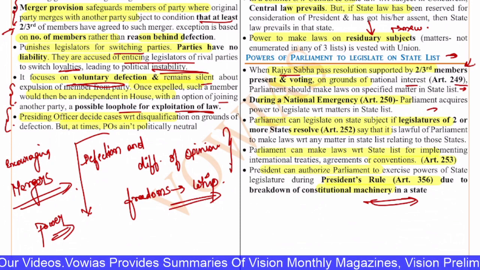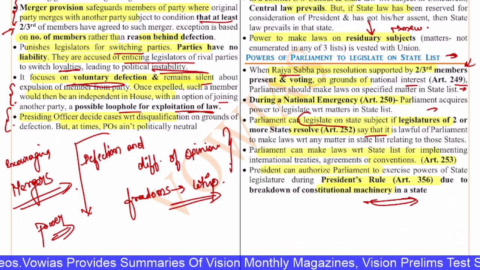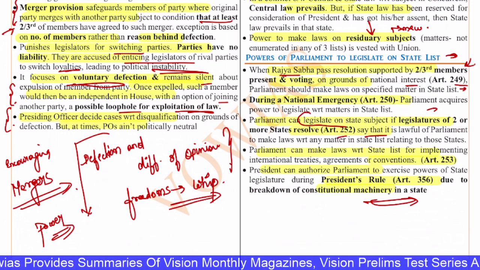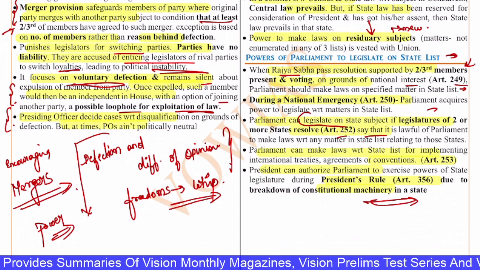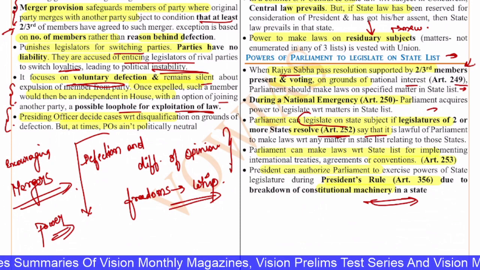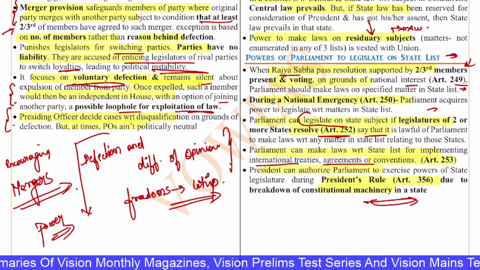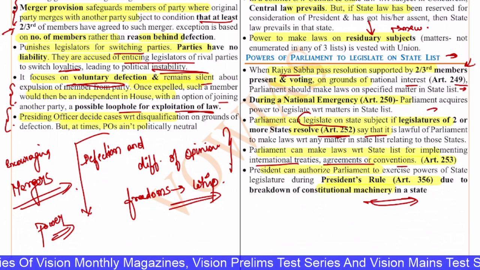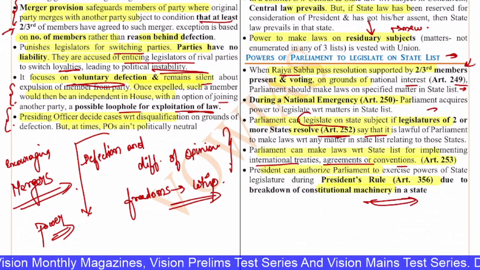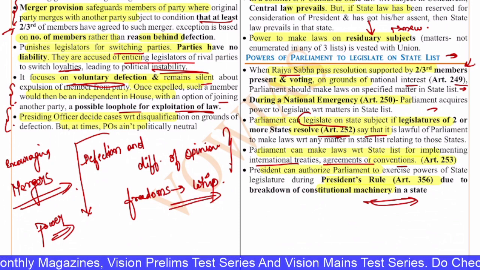And also when two or more states ask the center to make a law through a resolution by the state legislature, then also the Parliament can make a law under Article 252. This will be applicable only to the states which have requested, not to all states. Along with this, with regard to implementation of various international agreements, treaties and conventions, the central government will have more power. So these are the various times during which the central government or the union can make law over the state list.